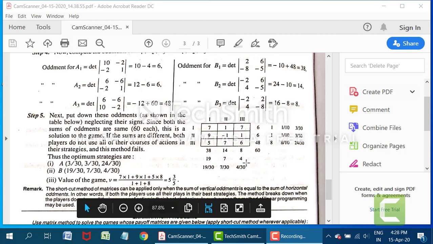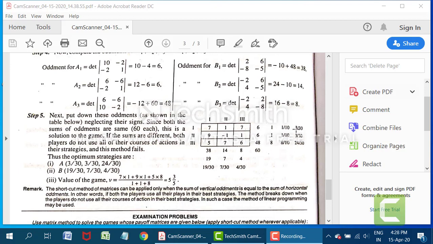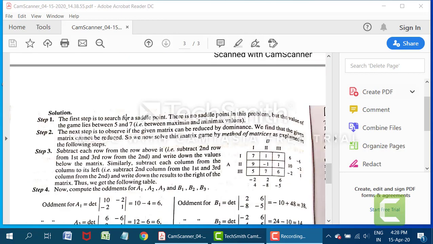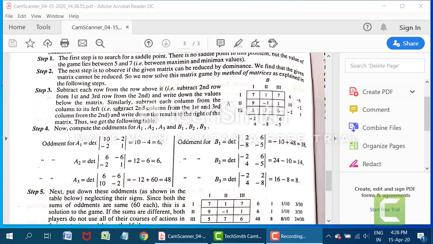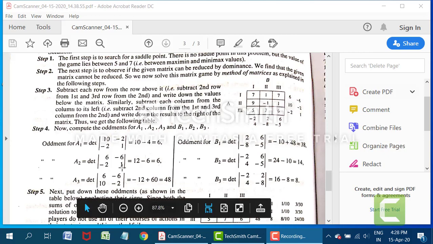So these are the probabilities for player B. These are the probabilities, 1 by 10, 1 by 10, probabilities for player A. This is how mixed strategies are to be formed. That's all. So this is also one of the easy techniques to find out. Matrix method is one of the easy techniques. Carefully just observe these things. There is nothing difficult. You can very easily do it.